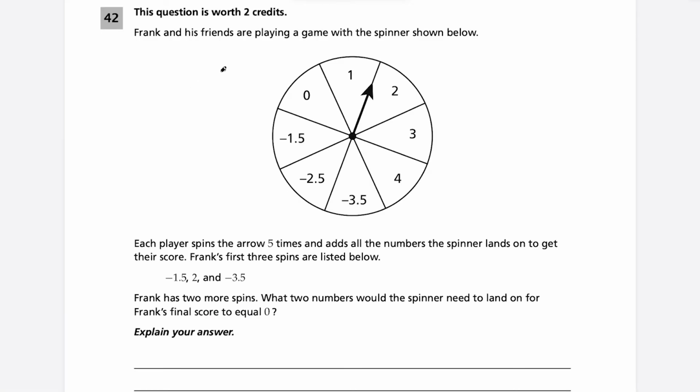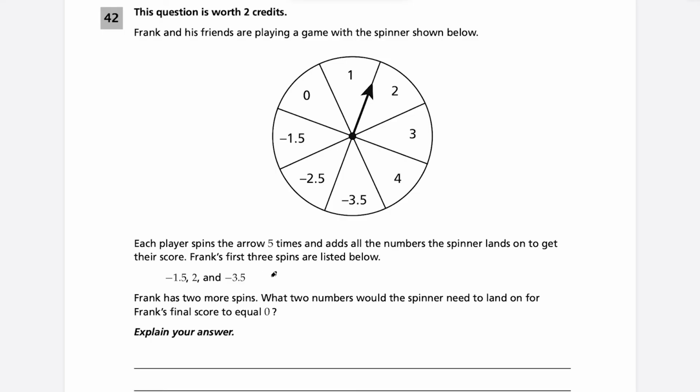Question 42, Frank and his friends are playing a game with the spinners shown below. Each player spins the arrow 5 times and adds all the numbers the spinner lands on to get their score. Frank's first 3 spins are listed below. So he spun a -1.5, then a 2, and then a -3.5. And Frank has 2 more spins. What 2 numbers would the spinner need to land on for Frank's final score to equal 0? And we have to explain our answer.